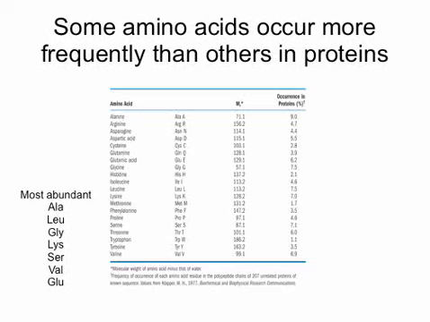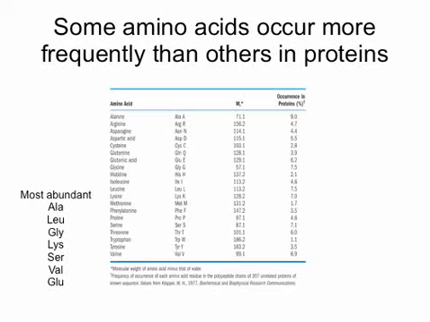Take a look at alanine up here, percent occurrence around 9%, almost double what we would predict at 5%. Same thing down here: leucine, glycine, lysine, serine, valine, glutamic acid. All of these we could say are the most commonly occurring amino acids in proteins. Now why might that be? Why would these particular amino acids tend to occur more regularly than some of the other amino acids?